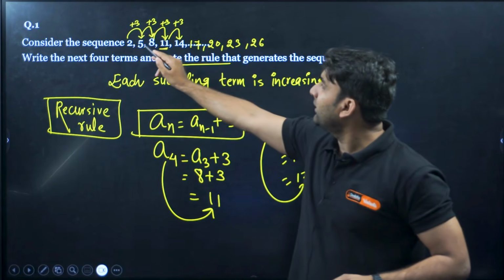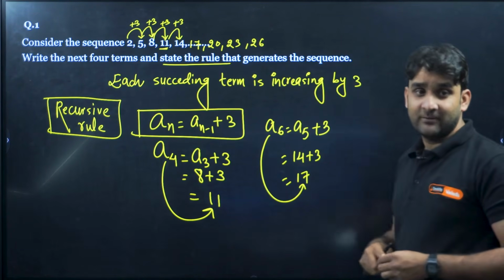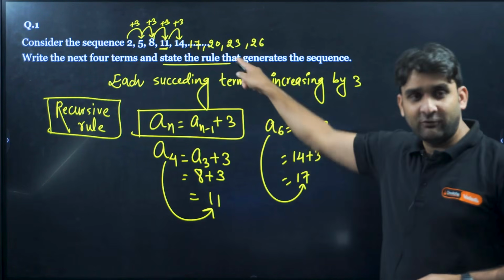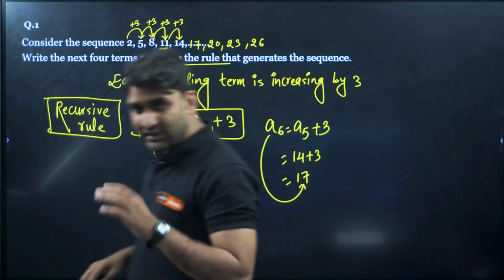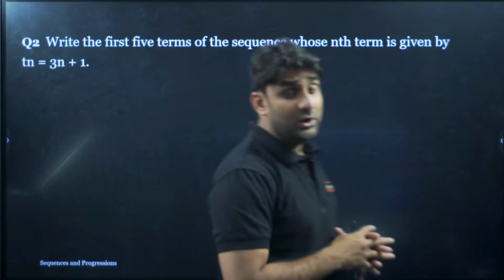Can we check? 1, 2, 3, 4, 5, 6. The 6th term is 17, which is obviously correct. So this rule has been followed here in this given sequence. I hope this is clear to you all. Moving ahead. Okay. Question number 2.